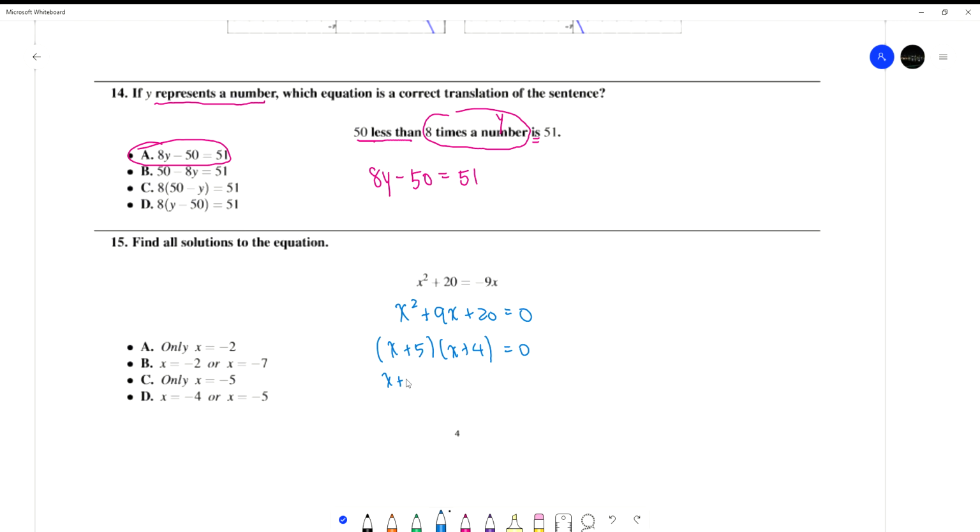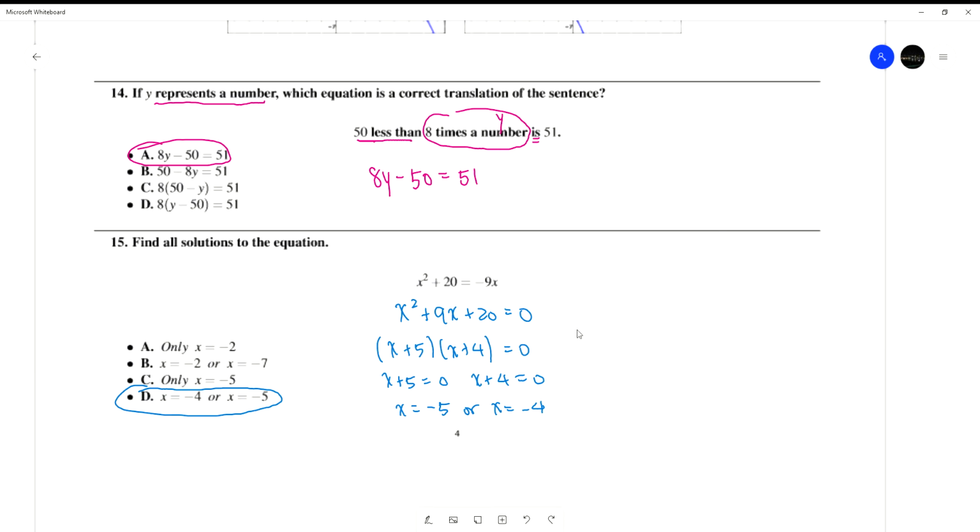So now using our zero product rule, you set every factor equal to 0, right? So now x is equal to negative 5 or x is equal to negative 4. And that is answer D. Any questions there?